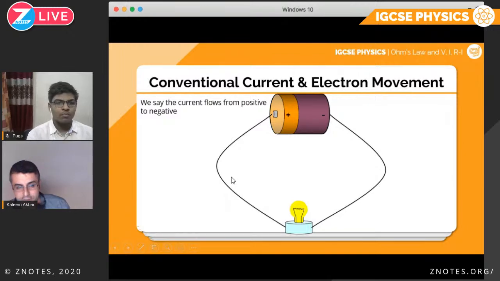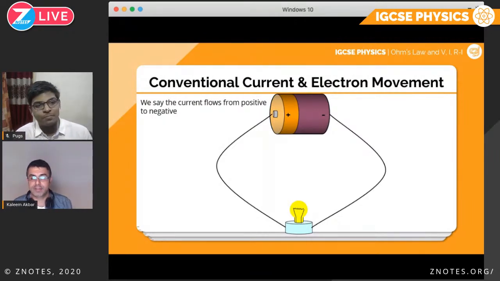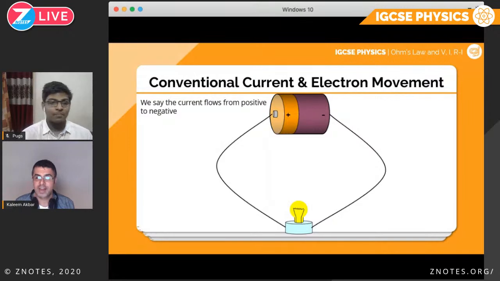Right, something to point out at this time. Conventional current and electron movement. You will see book after book after book talk about conventional current. And they'll talk about it going from positive to negative, when in actual fact, electrons go from negative to positive. So what's going on here? A very, very long time ago, scientists used to think that electrons were positive and they went from positive to negative. When they found out it was the other way around, they then labeled it conventional current.